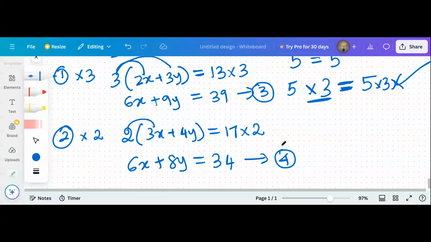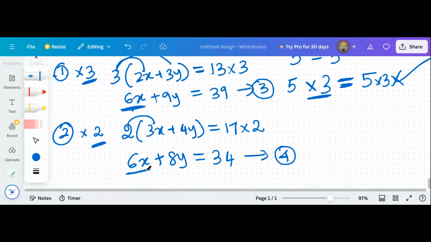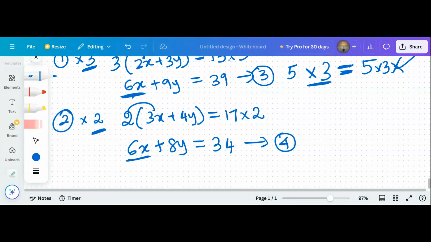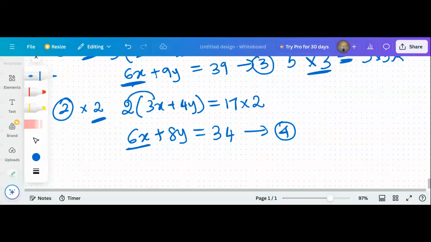So what is the reason I multiplied this by 3 and this by 2? The reason is, now you see 6x, here also 6x. To make the coefficient the same, that is the reason I multiplied this by 3 and this by 2. Now you see here 6x plus 9y, here 6x plus 8y. So here both are the same. That is the reason why I did this. Okay, so now you may have a question: why does it need to be the same?